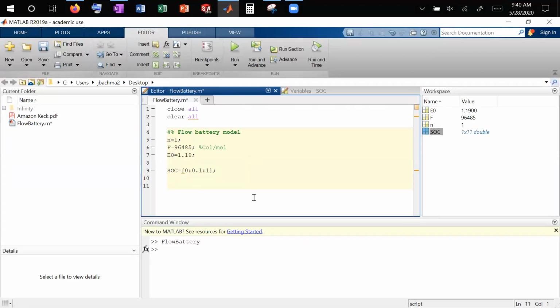And so there's two ways we could do this. You could do a for loop. We could say for some dynamic variable I equals 1 to 10. We could say that E is equal to, we need R and T. So R is 8314. What is this in joules per mole Kelvin, and T we'll say is 298 Kelvin.